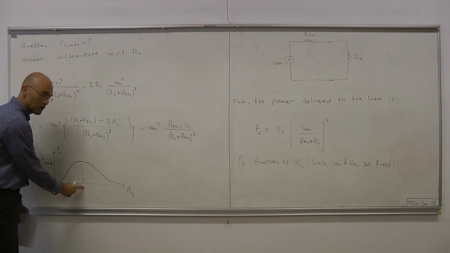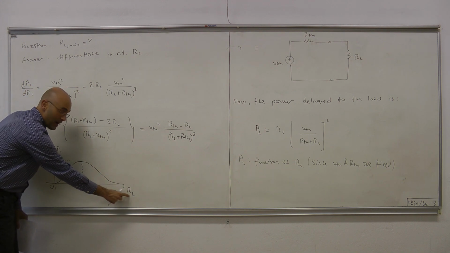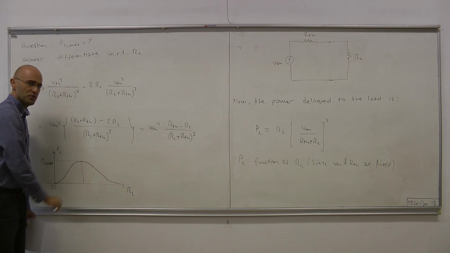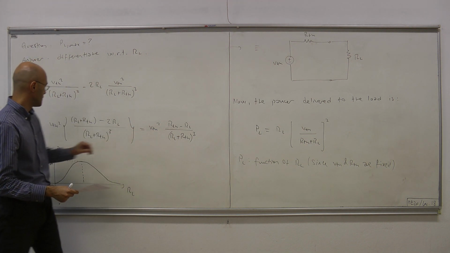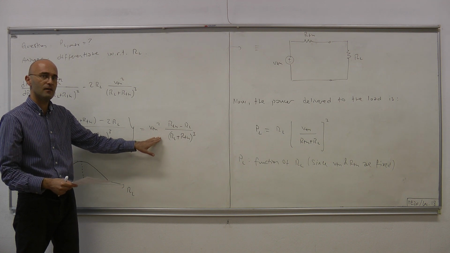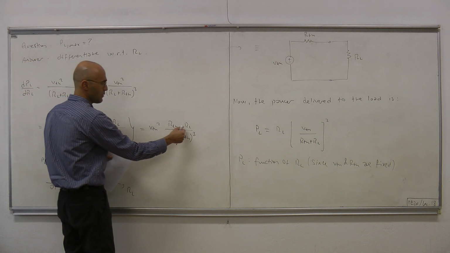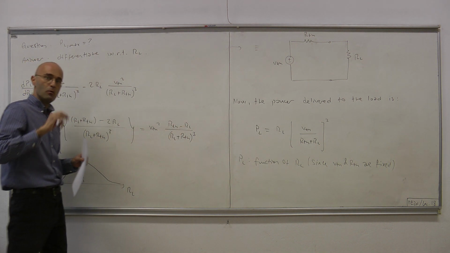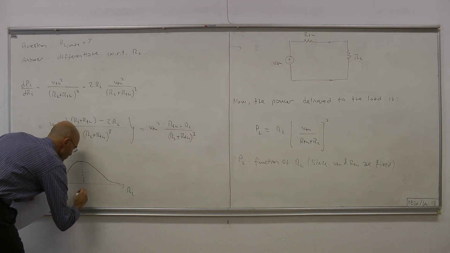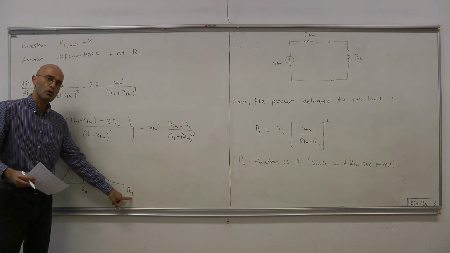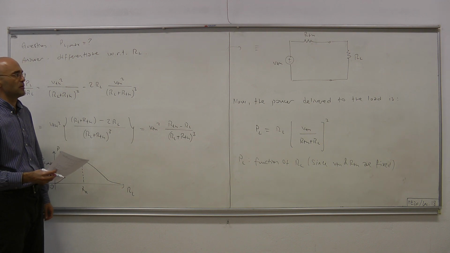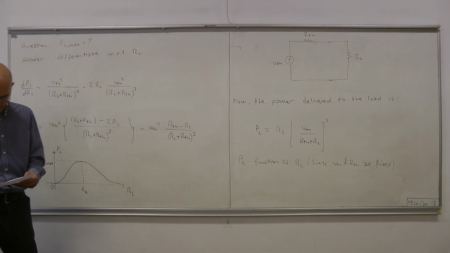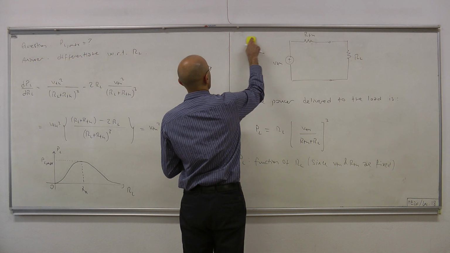And now the question is, what's RL so that the slope is 0? It's obvious from this identity that we just obtained. This is the derivative of the power. And clearly when RL equals R Thevenin, the slope is 0. Therefore, for maximum power transfer, you should choose your load resistance to equal the Thevenin resistance. It's a very nice and easy to remember result. So let's write it down.